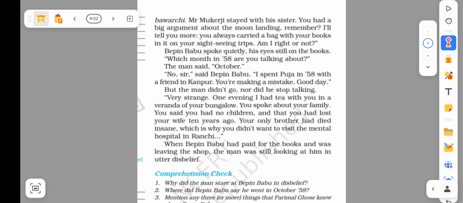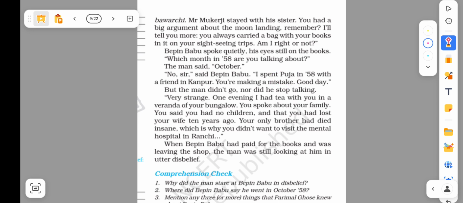Now, this is really getting interesting for me. "No, sir," said Bipin Babu. "I spent Puja in '58 with a friend in Kanpur. You are making a mistake. Good day." So Bipin Babu said that no, sir, I was actually at Puja.